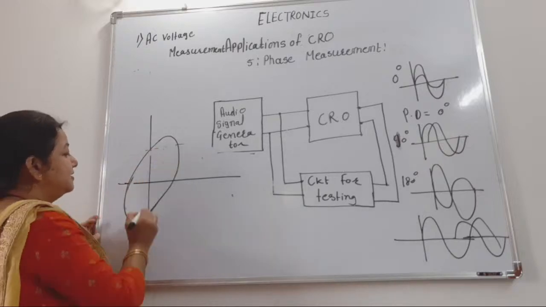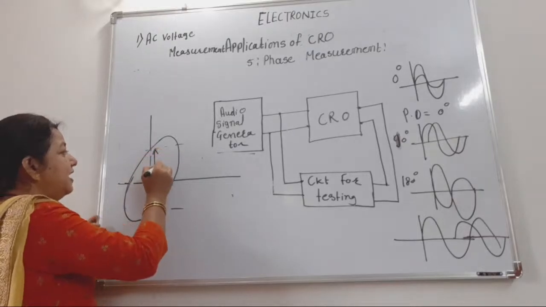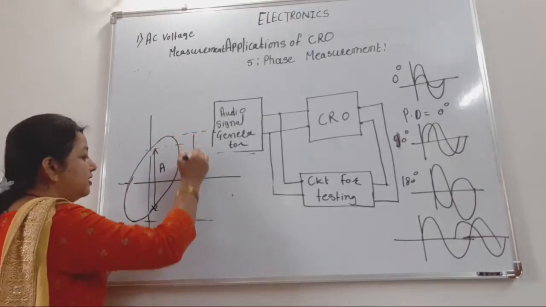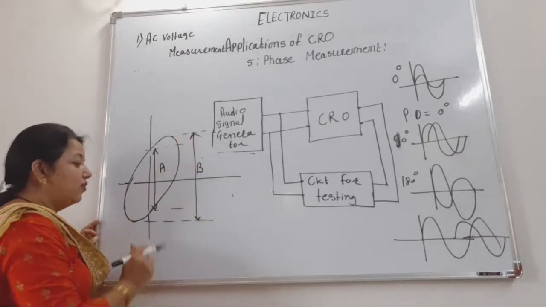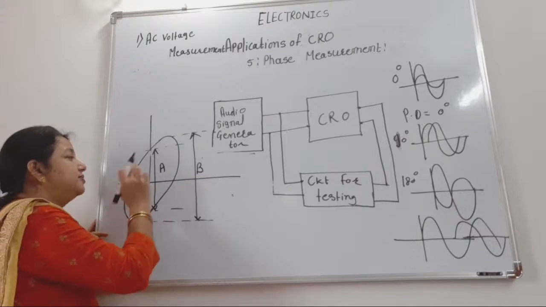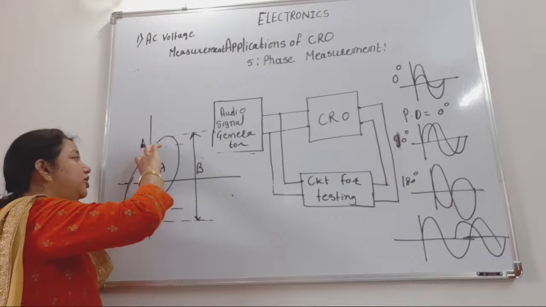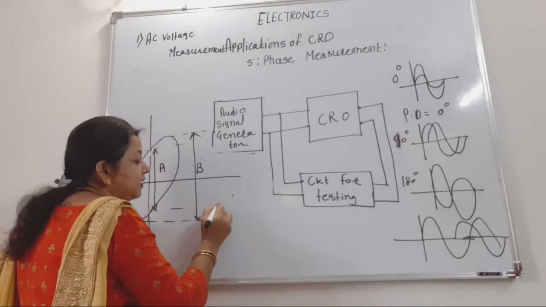For the ellipse, the inner distance is termed A, and the outer distance, meaning the outer border of that ellipse, is B. Therefore, when the ellipse is on the screen of the CRT, you may measure the distance A, the distance B, and the phase difference.